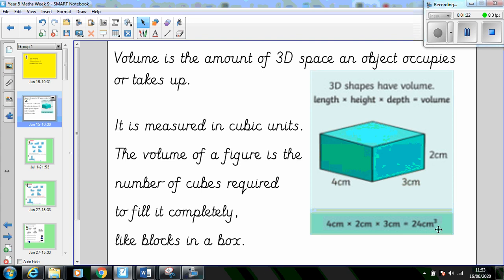I'm aware that this one's blurry, sorry. Now, this formula, length times height times depth, equals volume, is only one that can be used for cubes and cuboids, so just be aware of that.